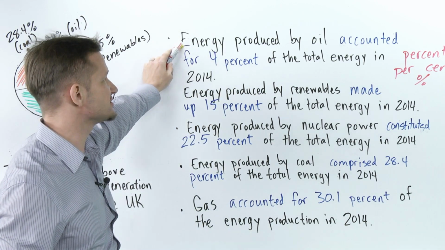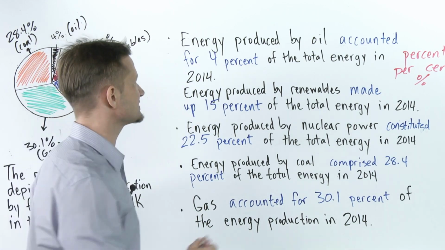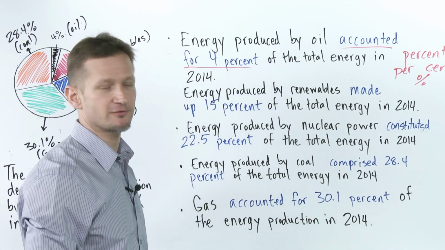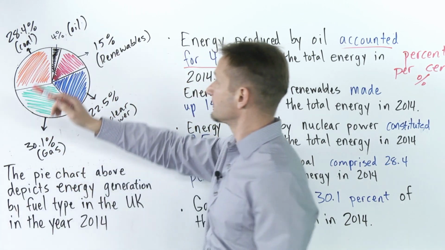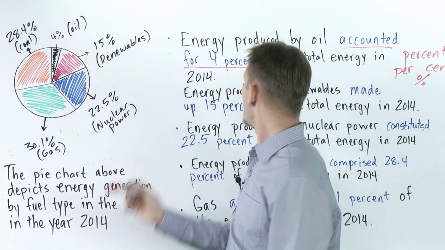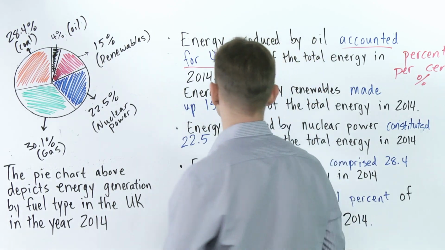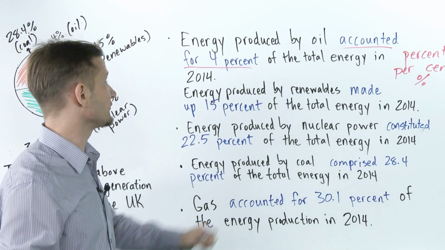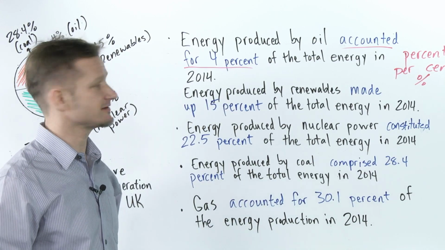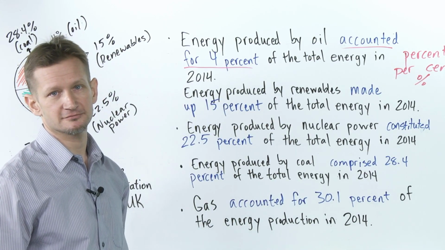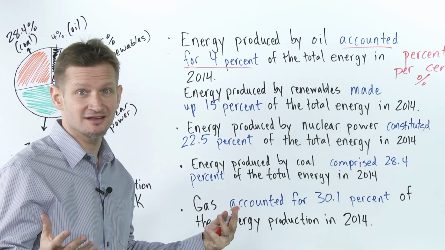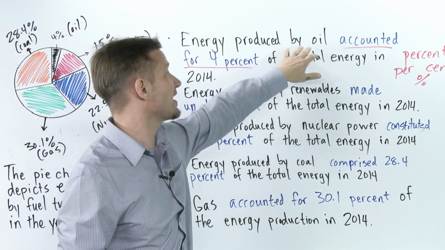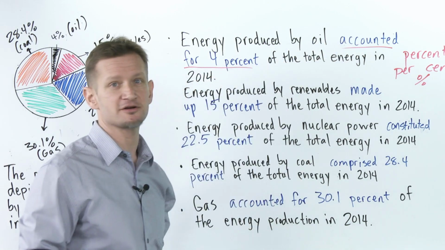So the first one: energy produced by oil accounted for 4% of the total energy in 2014. Pretty straightforward. Oil, 4%. Accounted for 4%. Next one: energy produced by renewables made up 15% of the total energy in 2014. I'm talking about the percentage, and I'm just using different vocabulary for that. I can change this: energy produced by oil made up 4% of the total energy. That's okay too.